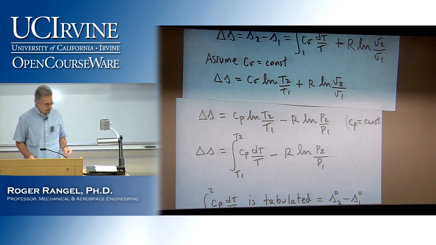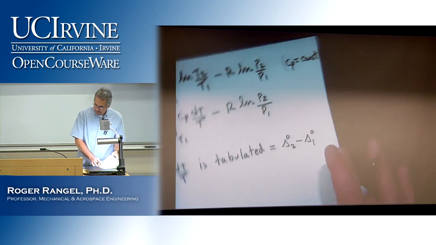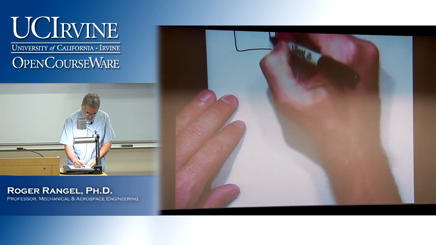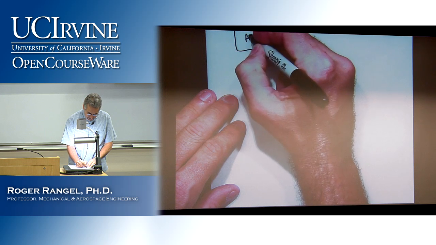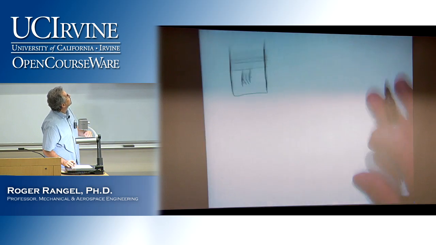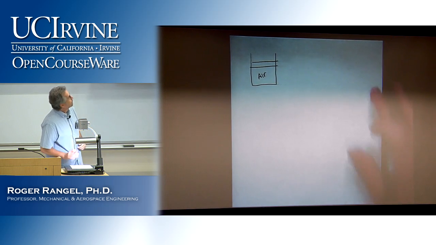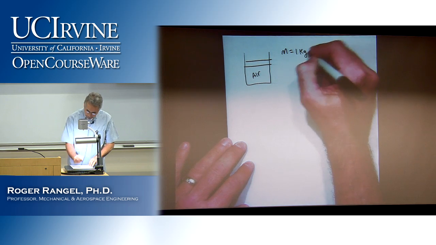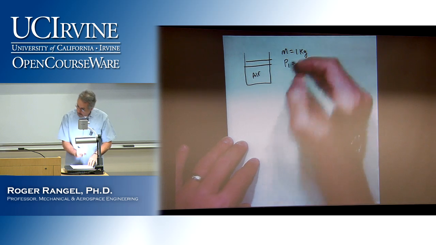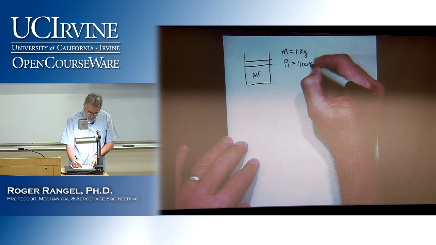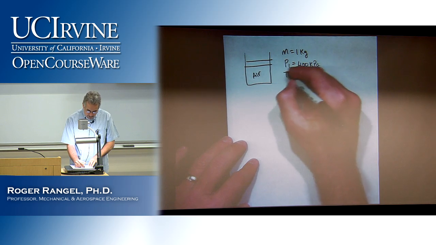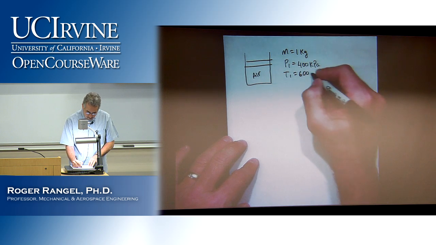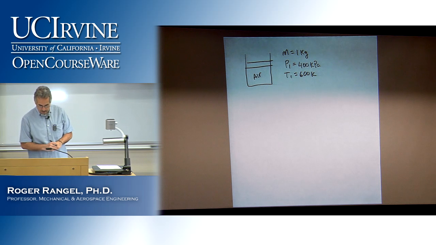In fact, here's an example right now. Let's do an example right now using this. So in this example, we have a cylinder fitted with a piston. There is air in here. And we are given the following data. The total mass of air is 1 kilogram. It is initially at a pressure of 400 kilopascals and at a temperature of 600 Kelvin. We have this air in this cylinder at this pressure.